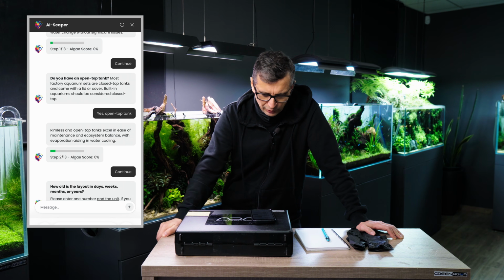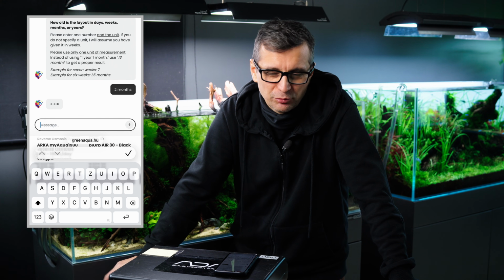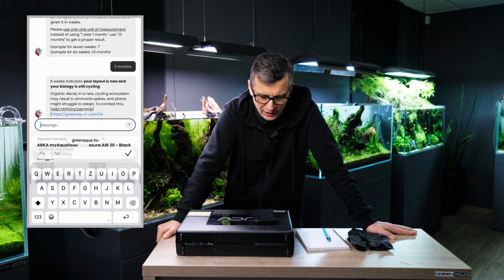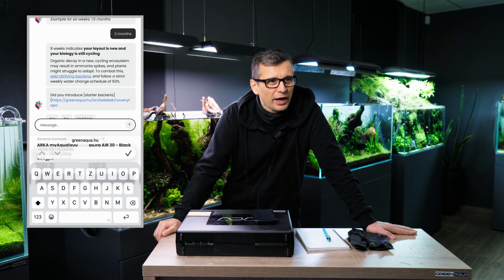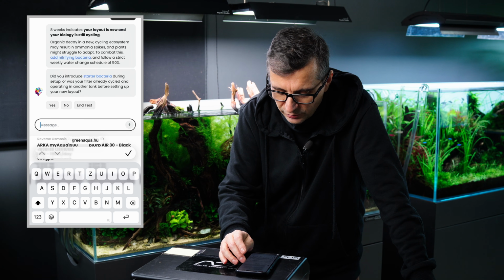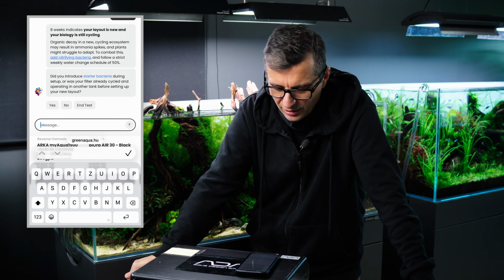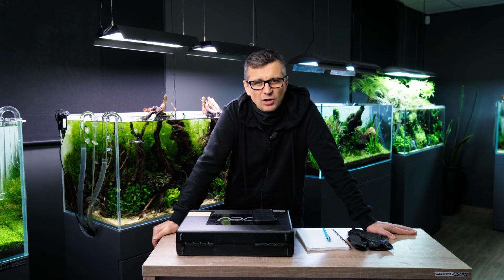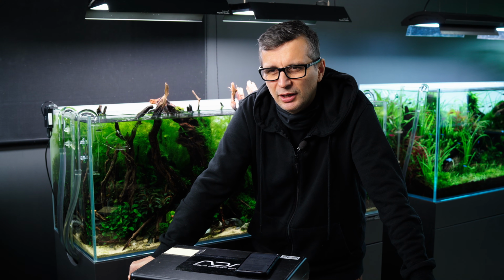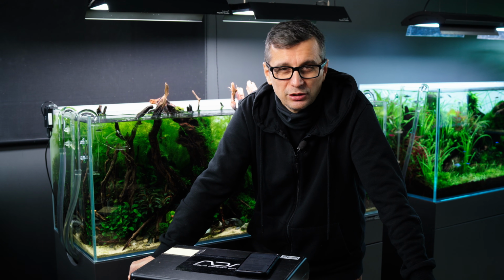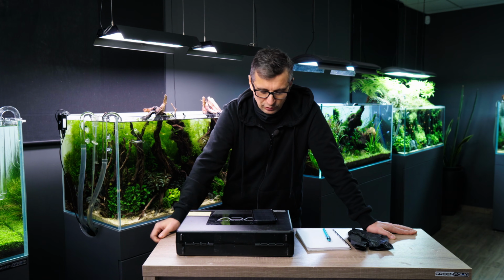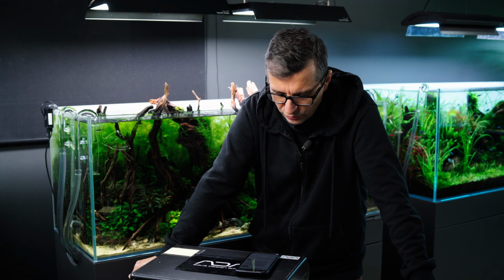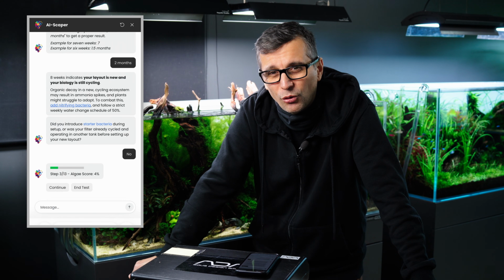How old is the layout? By the time that we release this video, it's going to be more, but right now it's 2 months old. 8 weeks indicates your layout is new and your biology is still cycling. So did you introduce starter bacteria during setup, or was your filter already cycled? Well, in this aquarium, we stopped the filter, we emptied the tank, and then we rebuilt it. So I would not say that the filter was cycled, and I did not for sure introduce starter bacteria. We like to live dangerously, so I will answer no. So you already have an algae score of 4%.